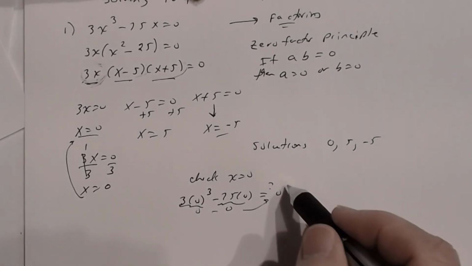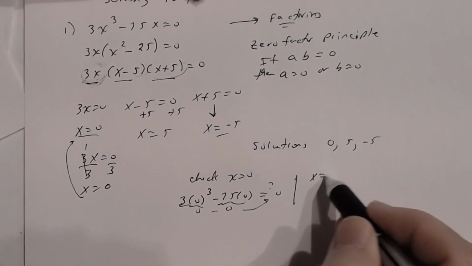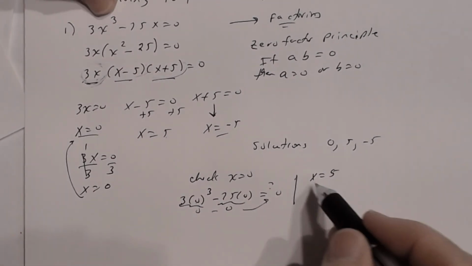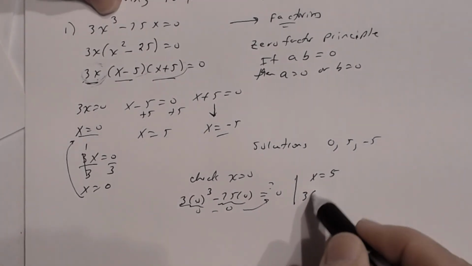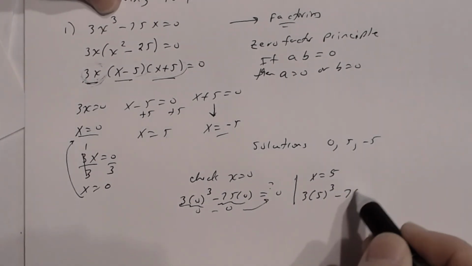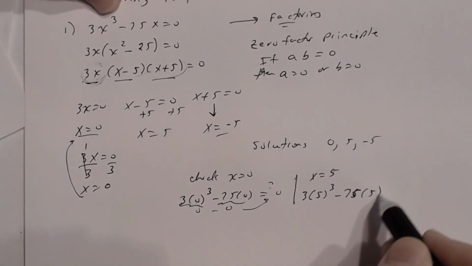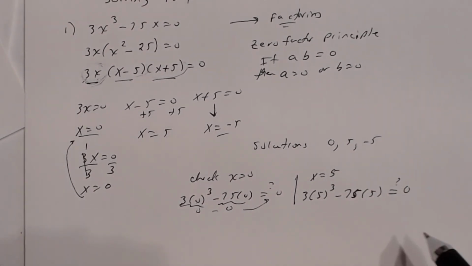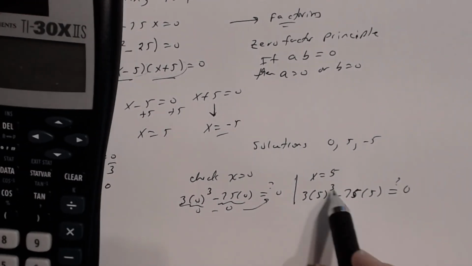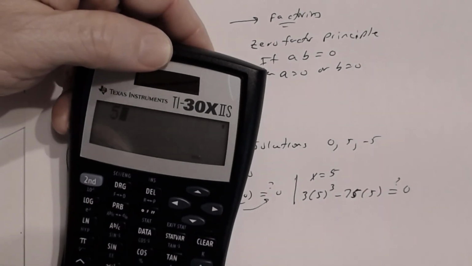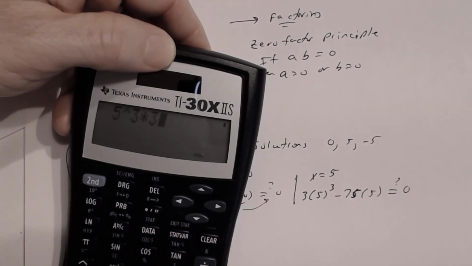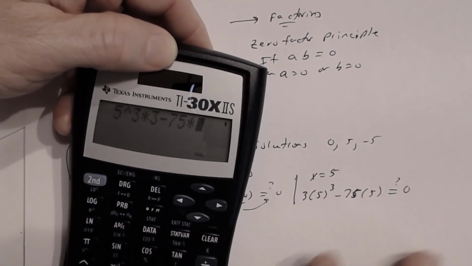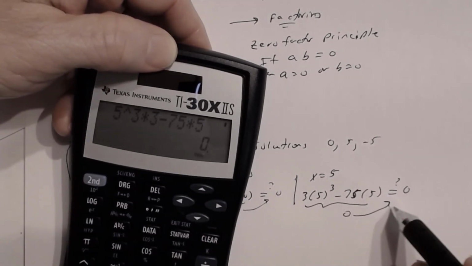And do the same thing with 5. So if you want to check x equals 5, then again you go back, and where we see the variable x in the original, you substitute 5. So I get 3 times 5 cubed minus 75 times 5. And I want to see if that's going to equal 0. Use your calculator with that if you need to. 5 raised to the third power times 3, minus 75 times 5. All right, and notice you get 0. So you get this right here to be 0, and that does equal 0.